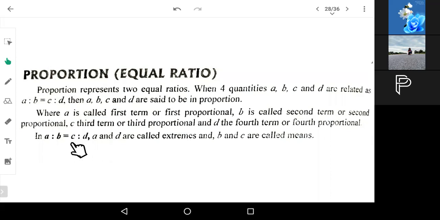So did you understand what do you mean by proportion? Proportion represents two equal ratios where A, B, C, D are given. If A is to B is equal to C is to D, then all A, B, C, D are said to be in proportion. Understood?